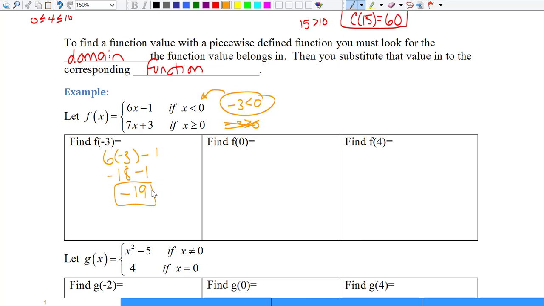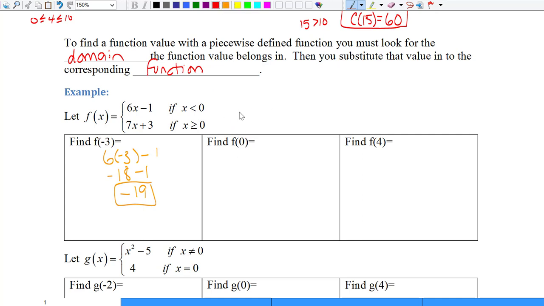Sometimes students will try to plug negative 3 into both parts and just hope that I pick the right one, and I'm not going to do that, okay? If I see more than one answer, I know you don't know what you're doing, and I'm going to count it wrong. Okay, I'm going to erase that part right there.